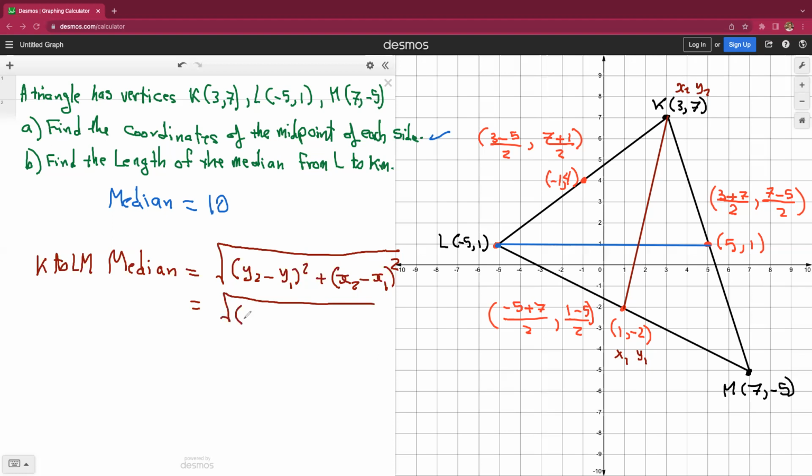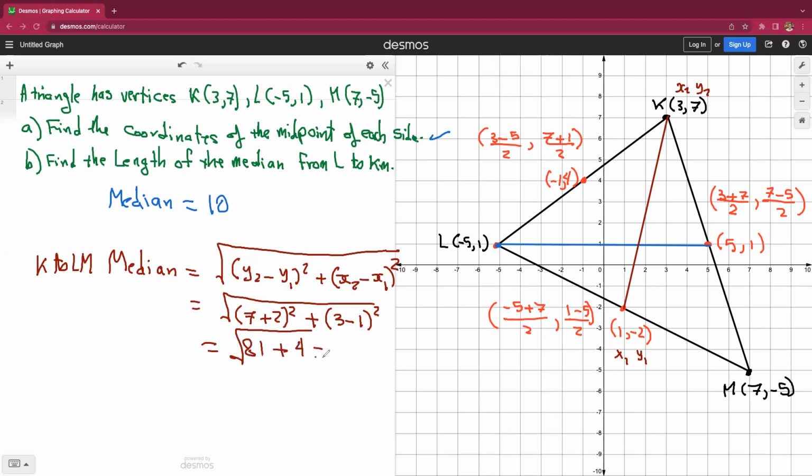which is y2, that's 7, minus y1, which is minus -2, that becomes +2, minus a negative always becomes plus, squared, plus x2 minus x1, so that's going to be 3 minus 1 squared. That's going to give me 9. 9 squared is 81. 3 minus 1 is 2. 2 squared is 4. So that's +4.